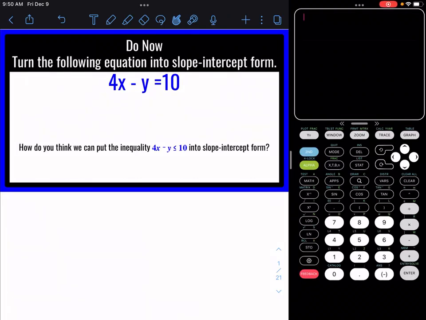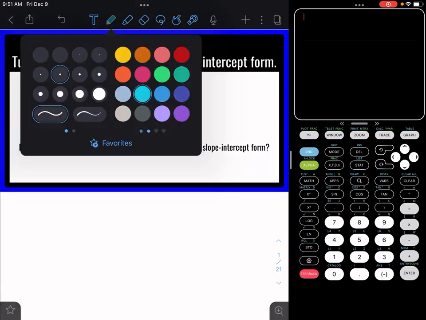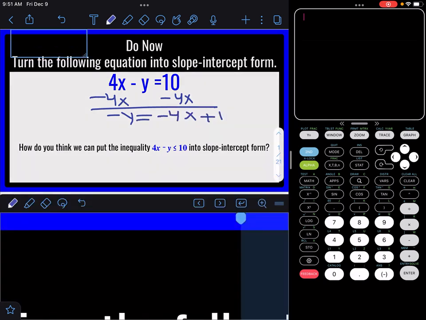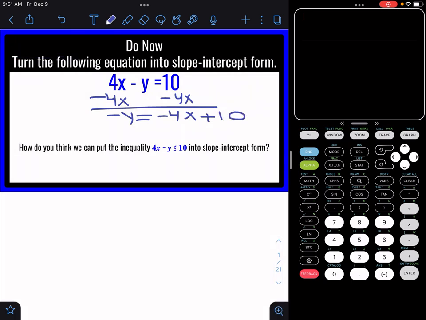All right, now we are going to enter into the second part of this unit where we are going to go over inequalities. First, let's just review how do we turn equations into slope-intercept form. Slope-intercept form is when it looks like y equals mx plus b. Here I need to get the y to be the only thing on that side, so I'm going to subtract the 4x, subtract 4x. I'll get negative y equals, I'm going to put the x first, negative 4x plus 10. I can't do 10 minus 4 because those are not like terms. Then I need to divide out that negative, so I'll get y equals positive 4x minus 10.